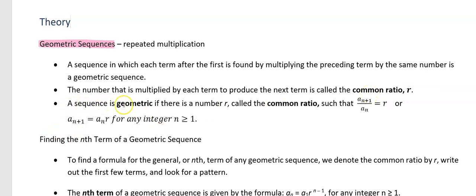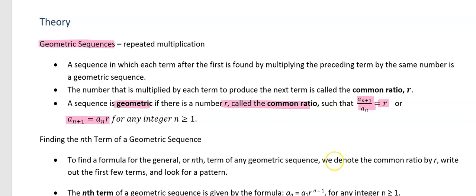A sequence is geometric if there is a number r called the common ratio such that the division of the next term in the sequence by the prior term in the sequence gives you the r value. Or in other words, if you want to get to the next term in the sequence, you take the term you currently have and multiply it by r for any integer n greater than 0.